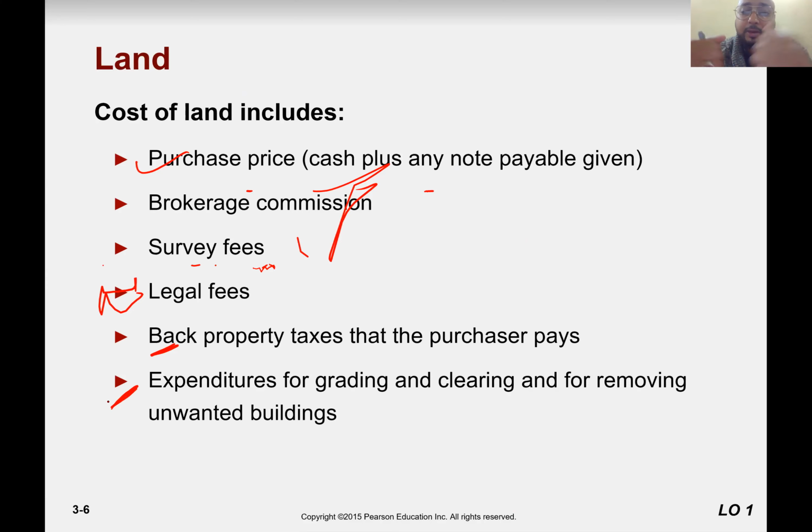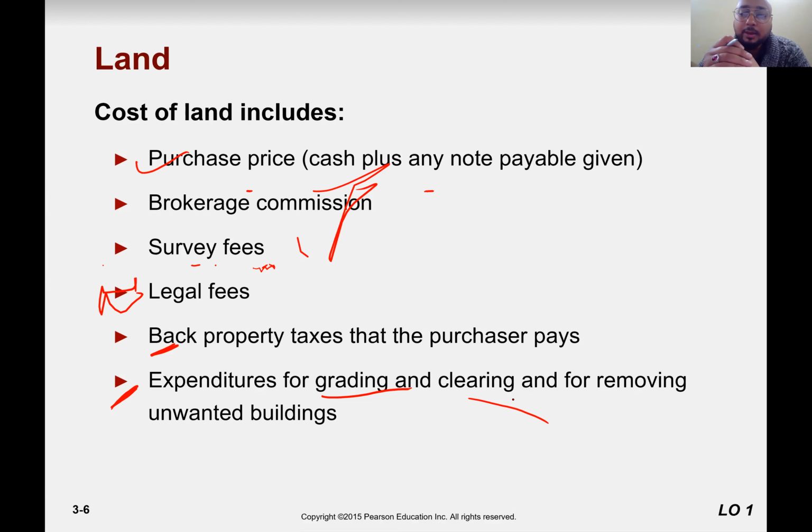And any expenditure for grading and cleaning or removing the unwanted buildings. So if you purchase a land and there was some hut, or many small plants and unwanted trees over there, so you cut those trees and all the stuff, you make that land ready for use. So that is called expenditure for grading and cleaning and removing the unwanted. So that cost is also included in the cost of the land.